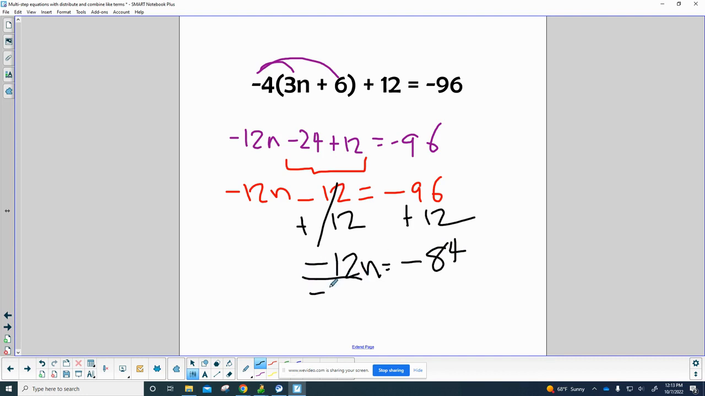And then we divide by negative 12, and we end up with an interesting answer of n equals, how many times will 12 go into 84? Well, it goes in 7 times. So our answer on that one would be 7. So you're getting the idea. So we distribute, combine the like terms, isolate the variable, and solve.